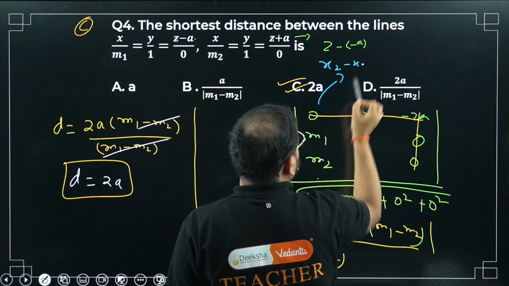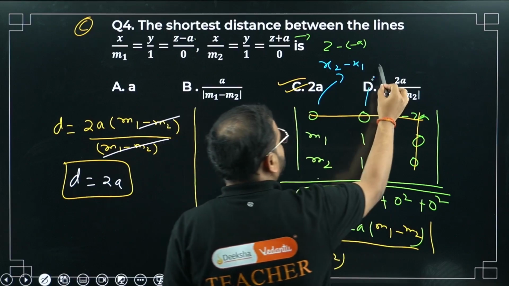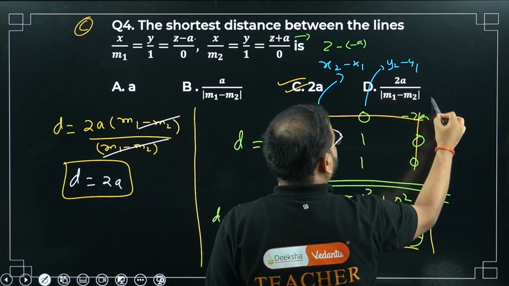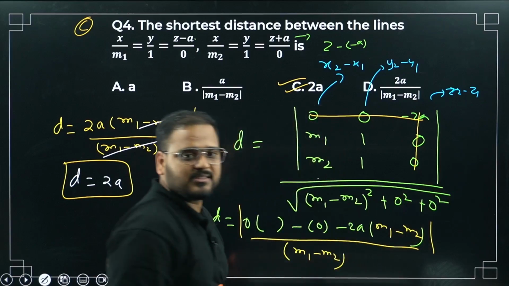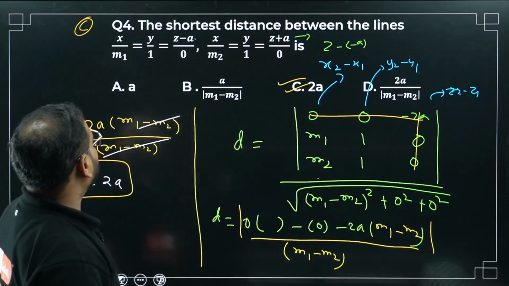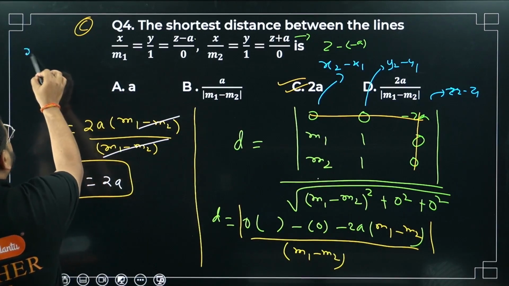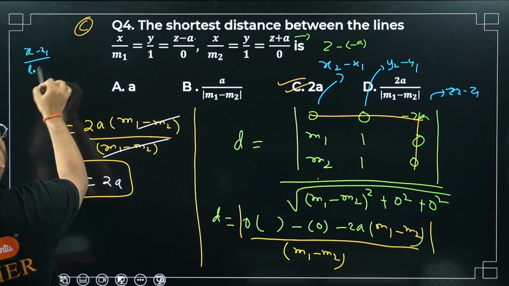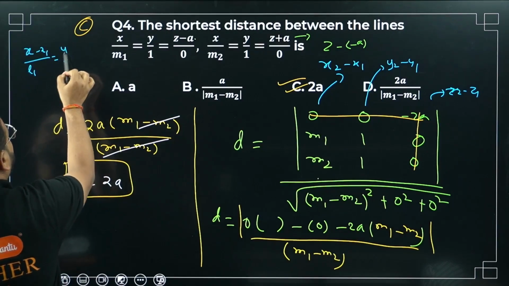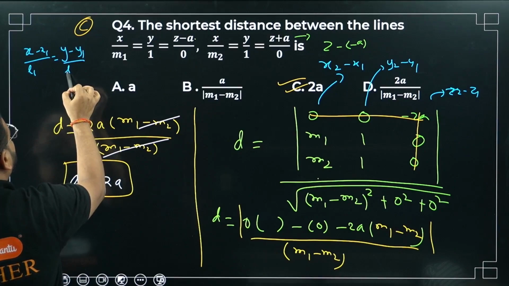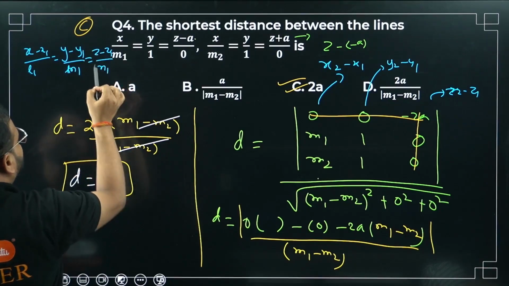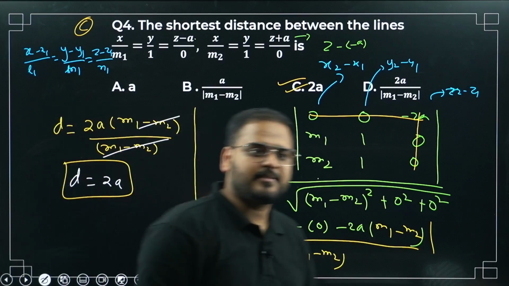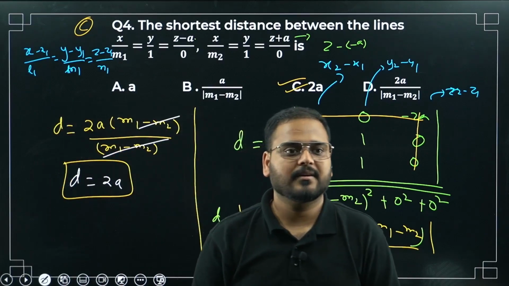x2 minus x1. What about this, sir? y2 minus y1. And what is this, sir? z2 minus z1. And what is the formula for this? If you remember the standard form: x minus x1 upon L1, y minus y1 upon M1, and z minus z1 upon N1. Correct, right? So this is how.